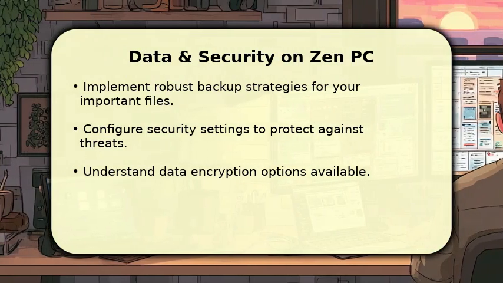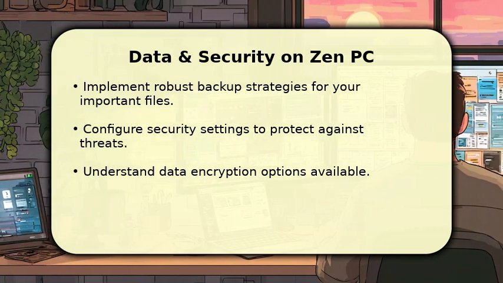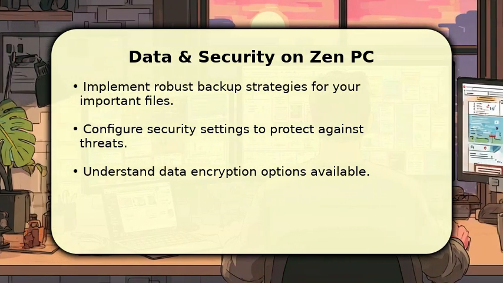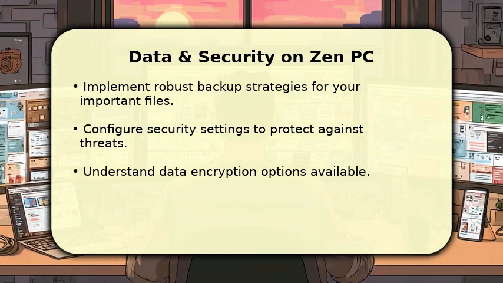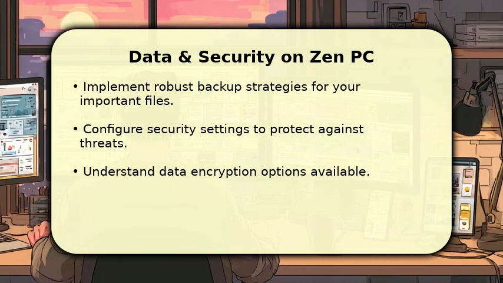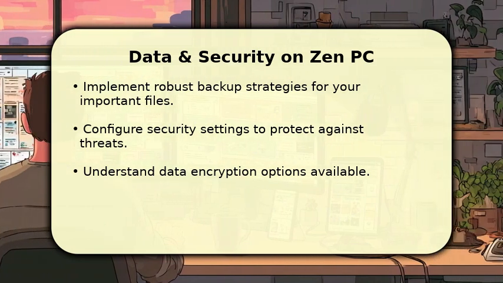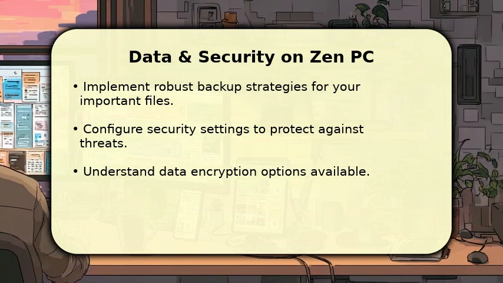Protecting your data is paramount. We'll guide you through setting up regular backups, perhaps to an external drive or cloud service, to safeguard your important files. Understand how to enable robust security features, including two-factor authentication and firewall settings, to defend against digital threats. We'll also touch upon basic data encryption, adding an extra layer of privacy for sensitive information on your Zen PC.